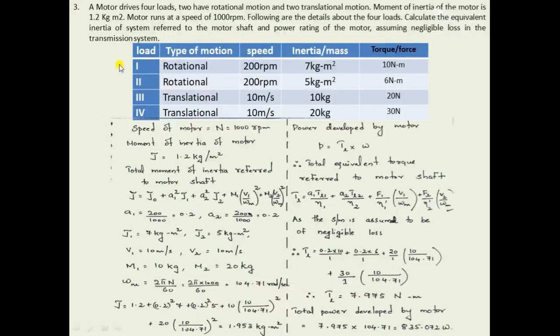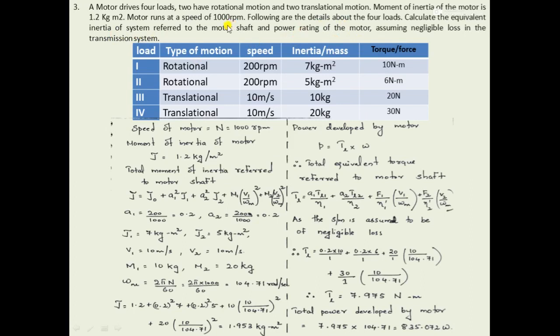Now let's see the next problem. A motor drives 4 loads, two have rotational motion and two translational motion. Moment of inertia of the motor is 1.2 kilogram meter square. Please make the correction, here it's meter square. Motor runs at a speed of 1000 rpm. Following are the details about the four loads. The details are given in this tabular column. You are asked to determine the equivalent inertia of the system and the power rating of the motor.